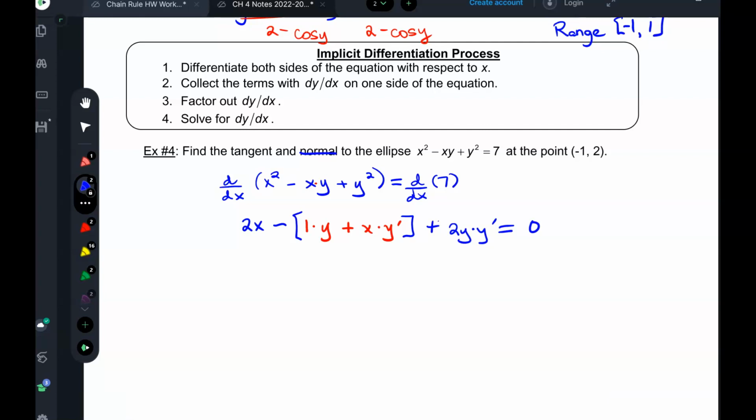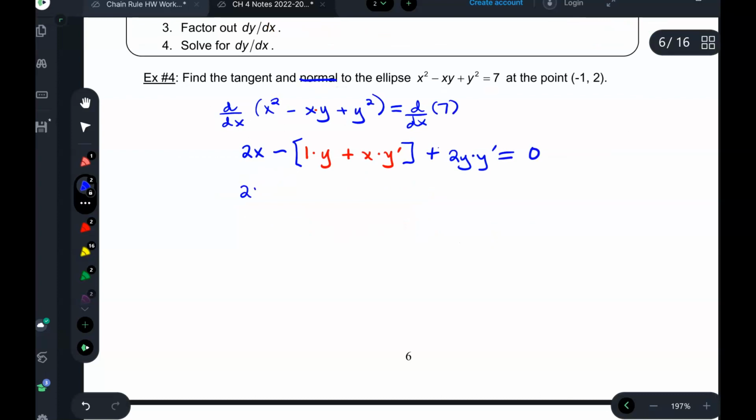Okay. The tricky part here was the part that I wrote in red because we had to do the product rule there, right? Derivative of x is 1, keep y the same, plus keep x the same times the derivative of y, which is y prime. How come you use the chain rule, not just the power rule for 2y? Because it was y, so it can't just be 2y. Did I forget to distribute my minus? Yes.